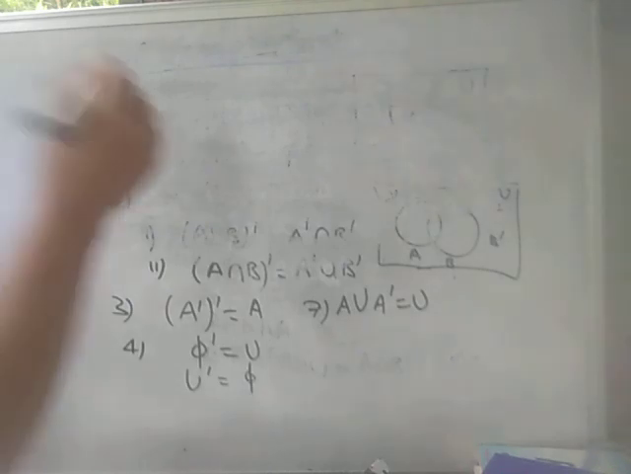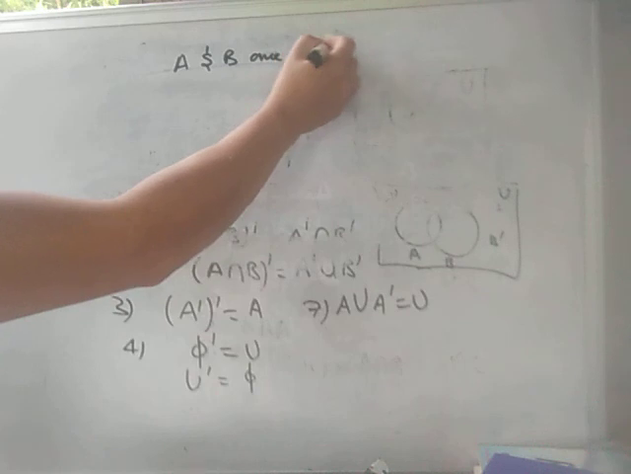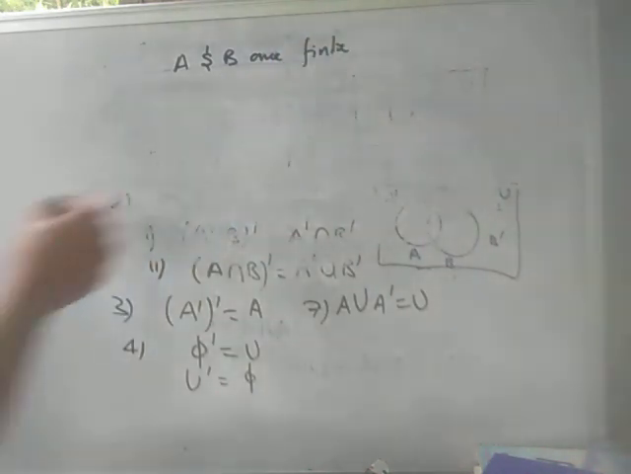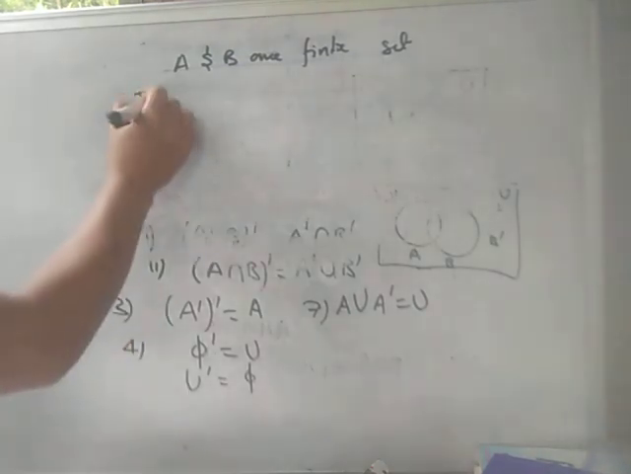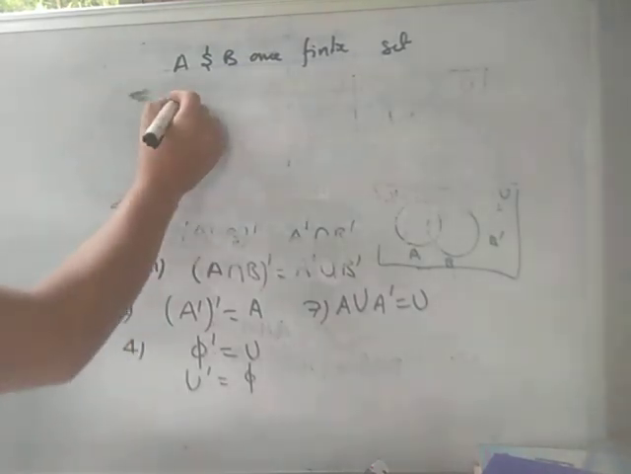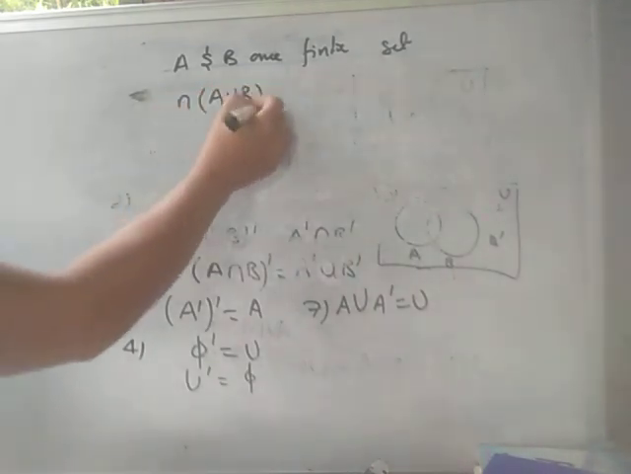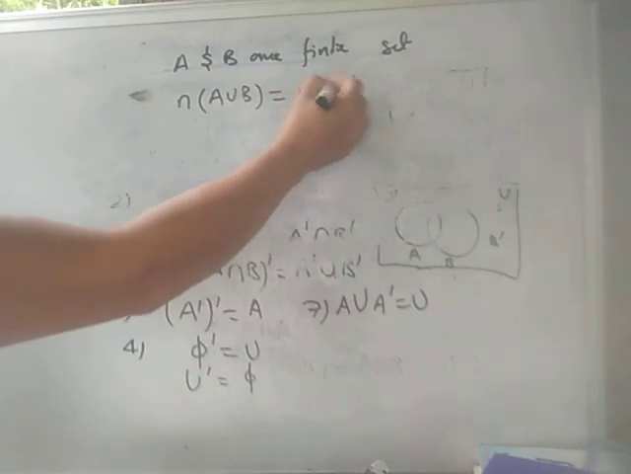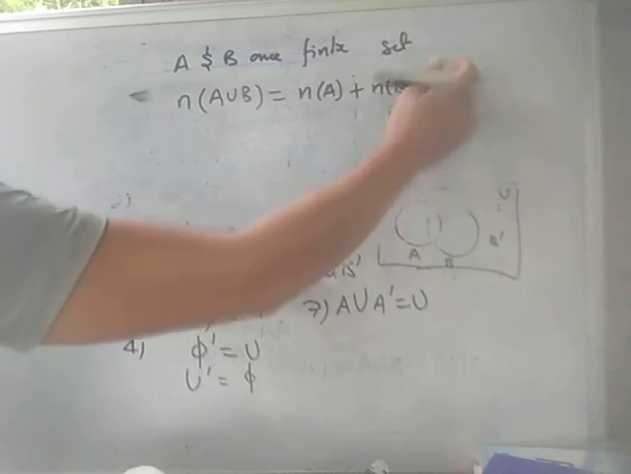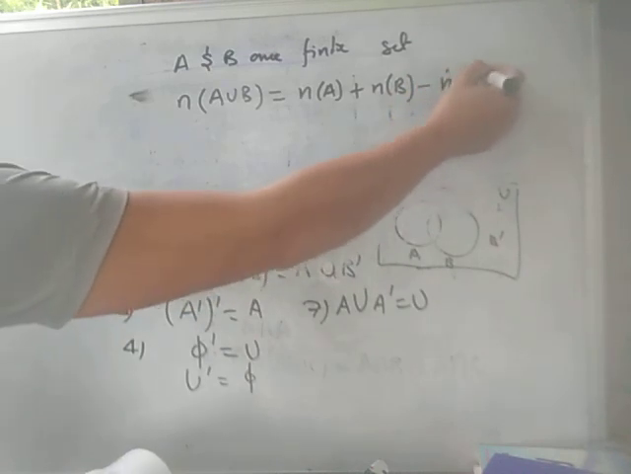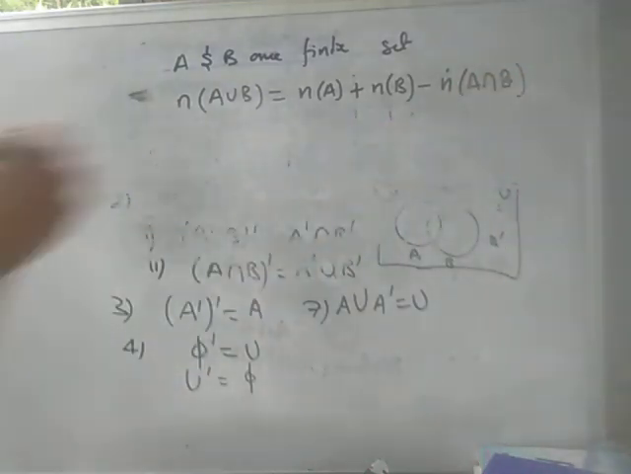So first write down, let A and B are finite sets, means which is countable, okay? Finite set. Then what happens? Number of elements in A union B equals to how much? Number of elements in A plus number of elements in B minus number of elements in A intersection B, okay? Clear?